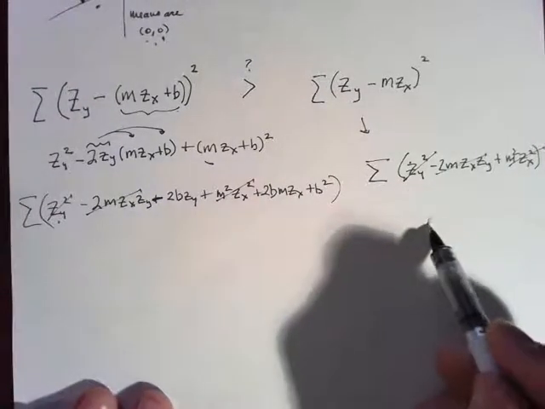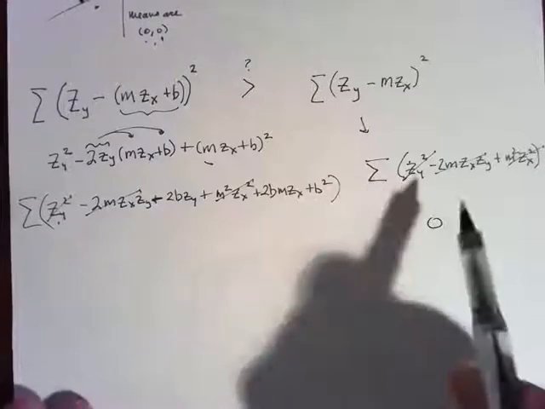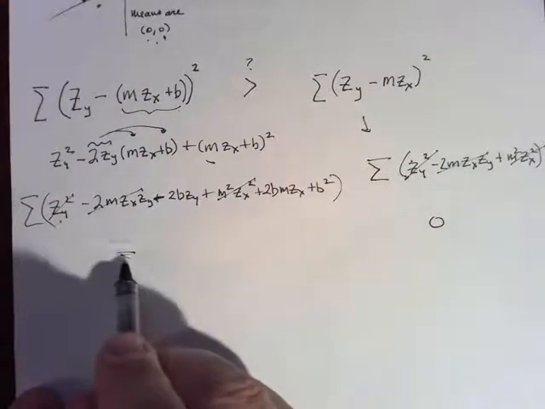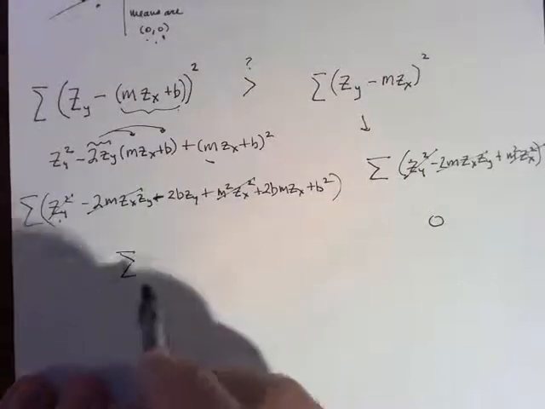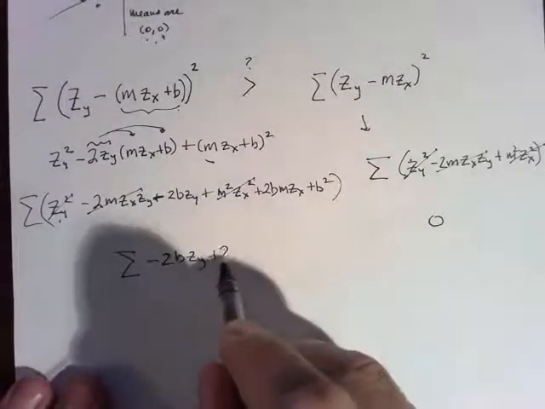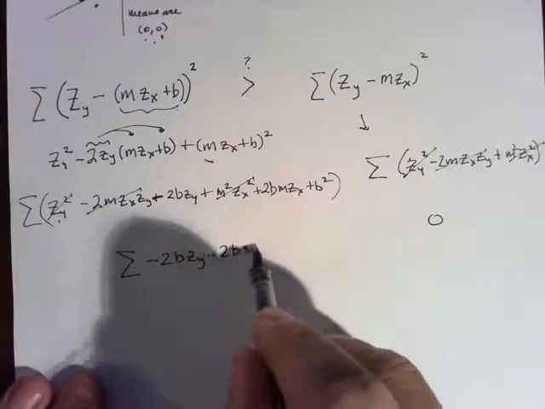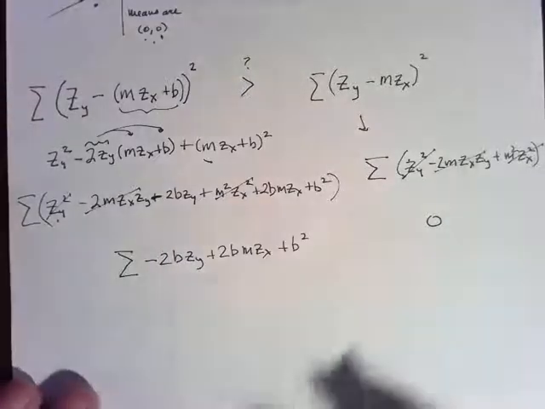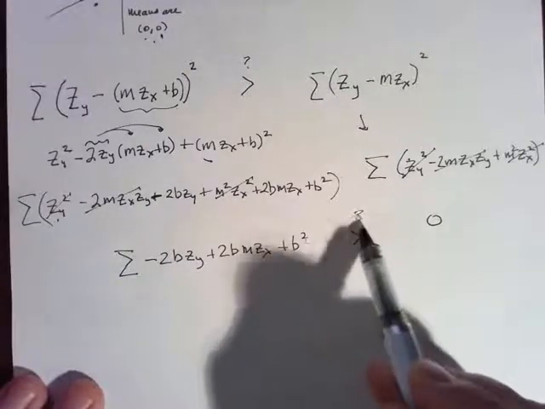So this over here is now a 0. Subtracted all this stuff away. And what's left over here is the sum of minus 2b zy plus 2b m zx plus b squared. And now I have to show that this is greater than 0.